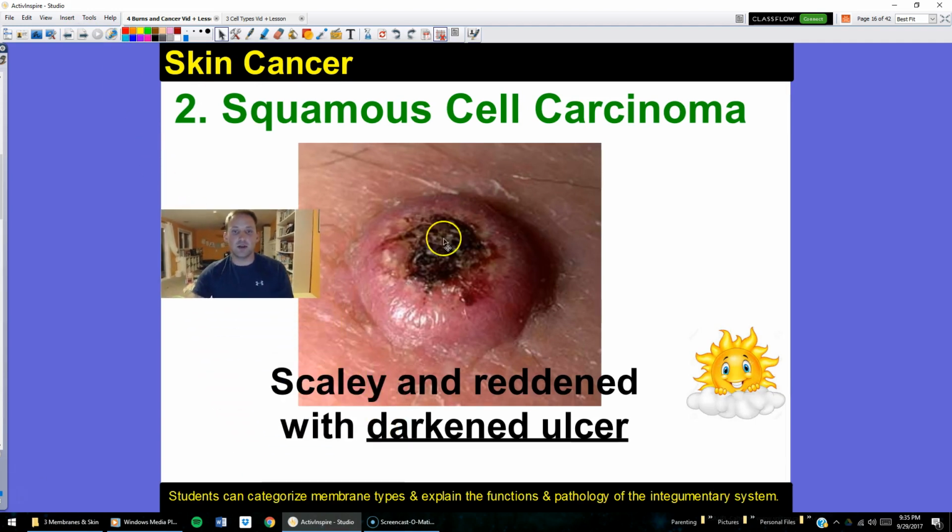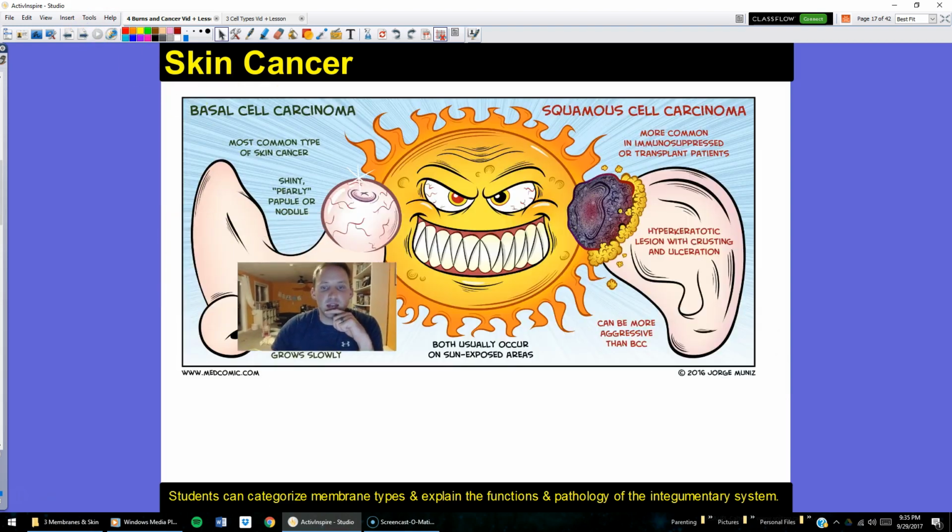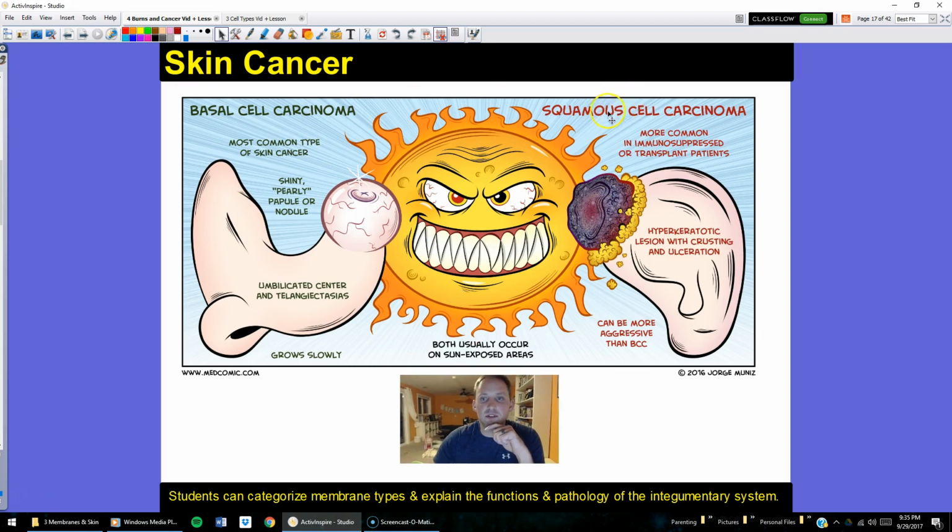So this is what it looks like. It is a little scalier and a little more reddened with a kind of a darkened ulcer in the middle. A direct comparison of these two types is right here. So basal cell carcinoma versus squamous cell.